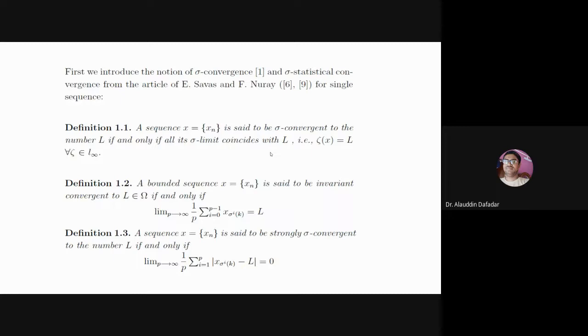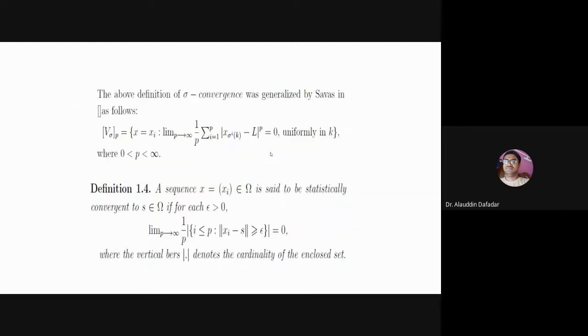A sequence x equal to (x_n) is said to be strongly sigma convergent to the number L if and only if the limit as p tends to infinity of 1/p times the sum of |x_σ^k − L| equals 0. The above definition of sigma convergence was generalized by Savas as follows: V_σ^p is the collection of all sequences such that the limit of 1/p times the sum of |x_σ^k − L|^p is equal to 0, which holds uniformly in k and for 0 < p < infinity.